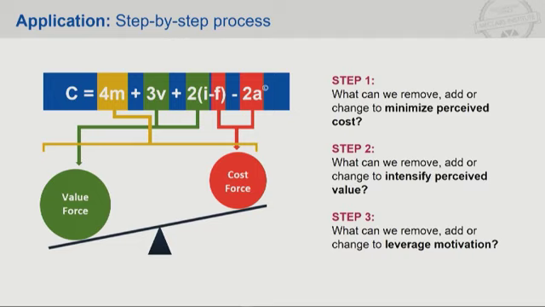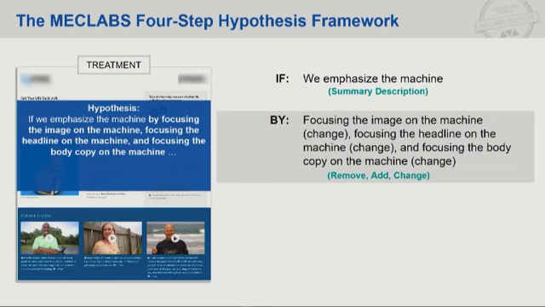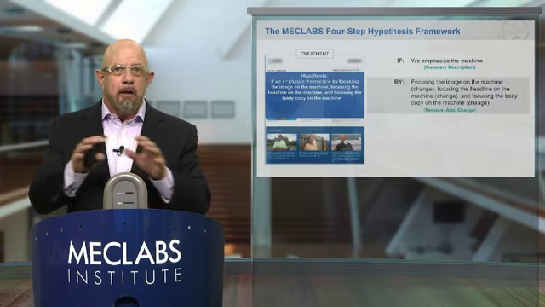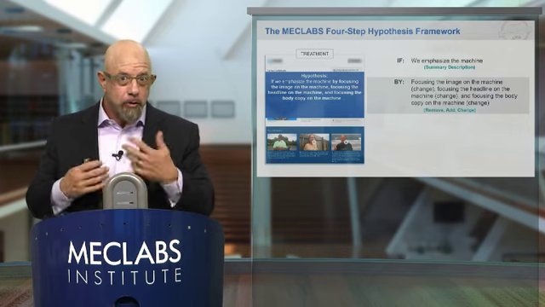3 questions. You can ask these 3 questions in order to fill out this simple part of the hypothesis, the by feature. So in this case, here's what we said. By focusing the image on the machine, that's a change. And then focusing the headline on the machine, that's a change. And then focusing the body copy on the machine, that's a change. We're hoping something else is going to happen. And I'll describe that in a moment.